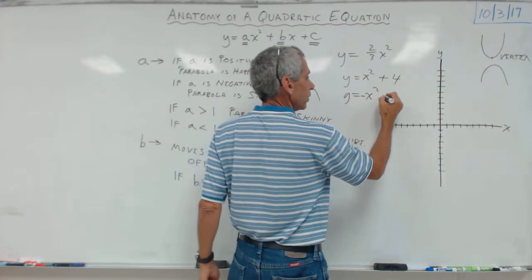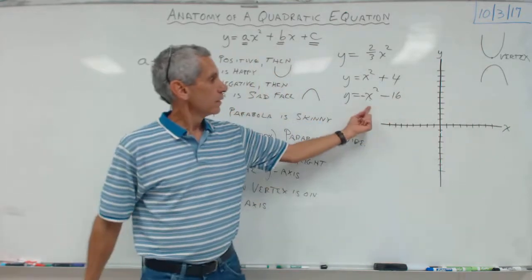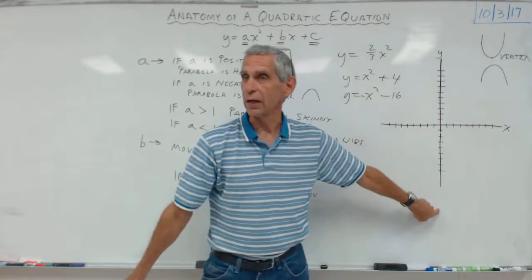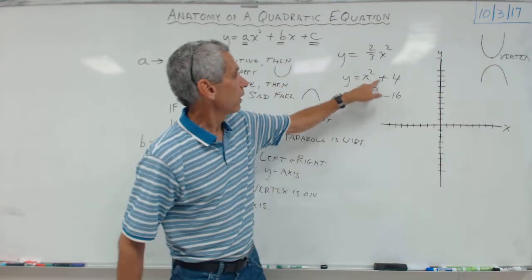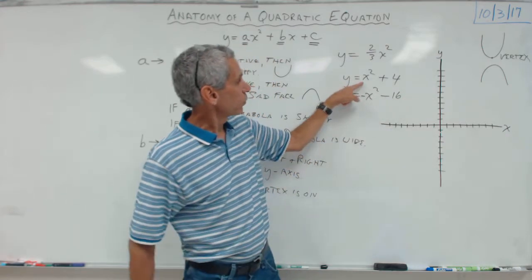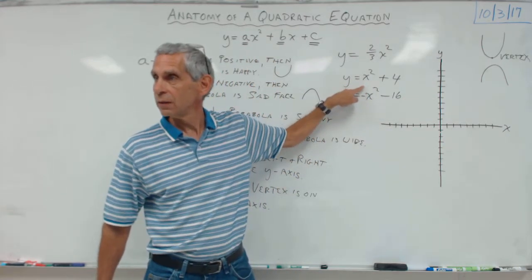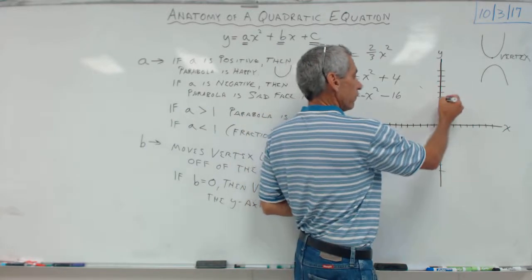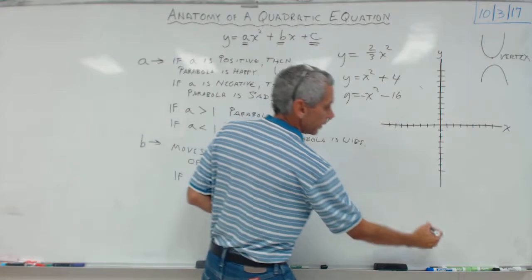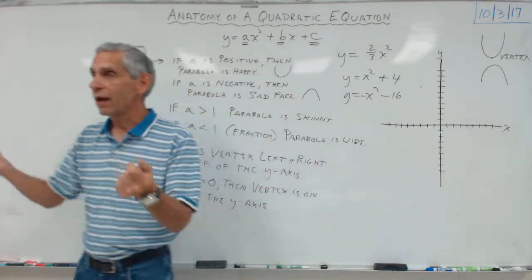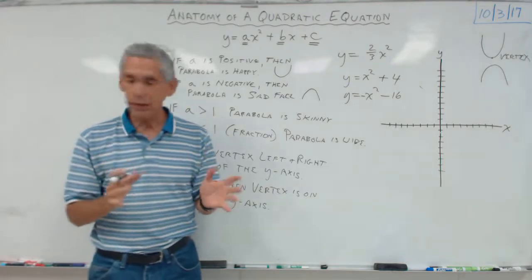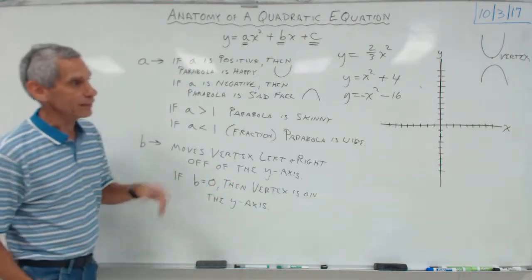Is this vertex on the y-axis? Negative x squared minus 16. Yes, because b is 0, right? So I know down at negative 16 is my vertex. Right here I know up at 4 is my vertex. For this one, is it going to be a happy face or sad face? Happy face at 4, like that. At negative 16 it's going to be a sad face, right? So immediately you have a picture of what it's going to look like, just by understanding this anatomy. It's really awesome. Now the last thing is C.